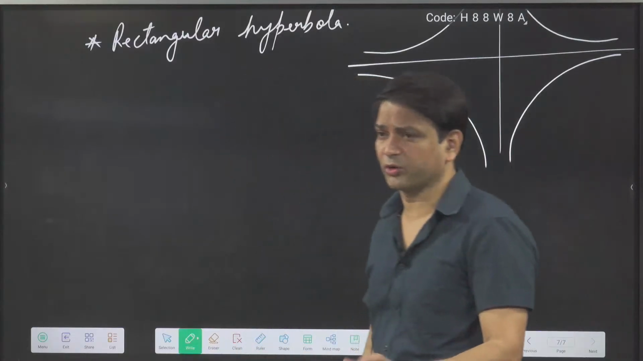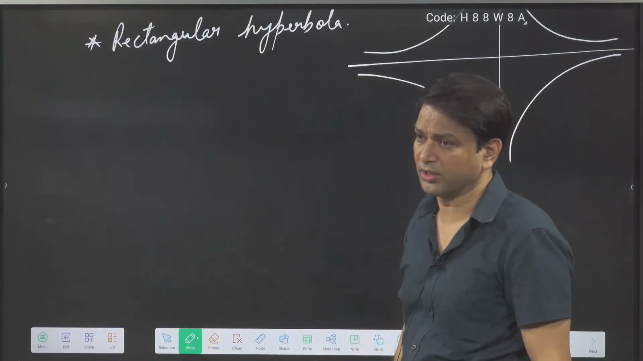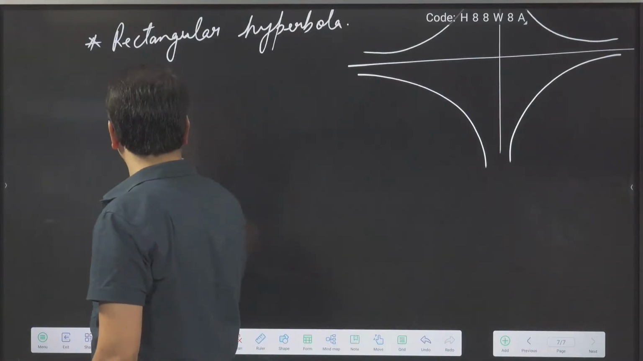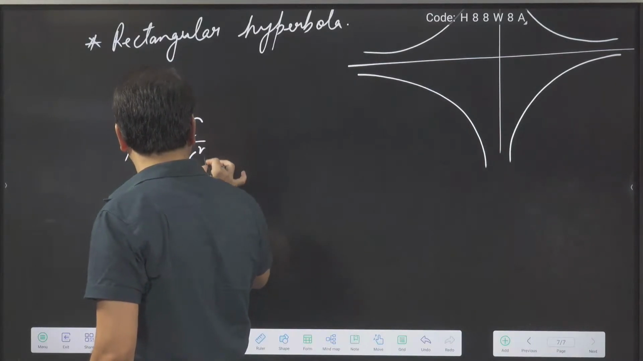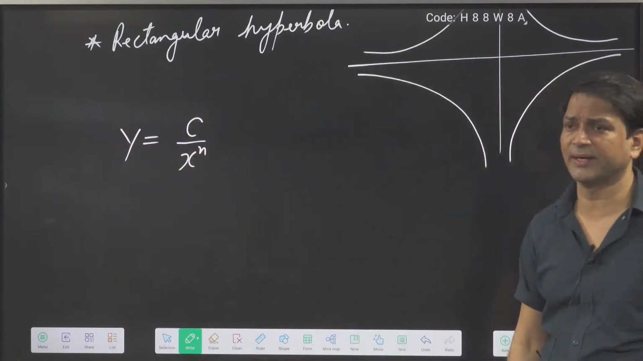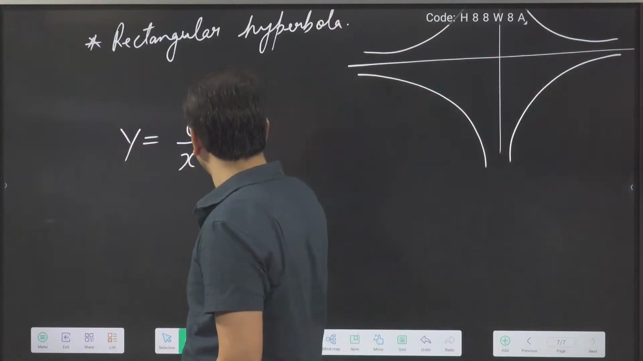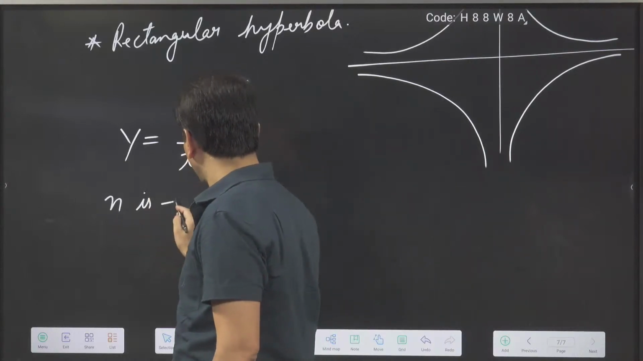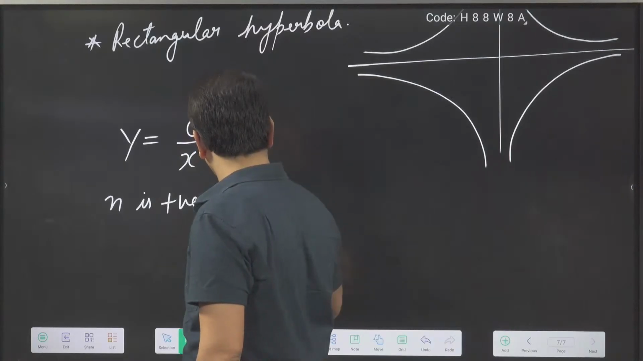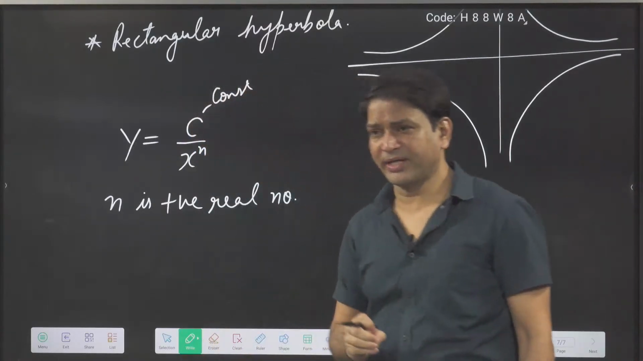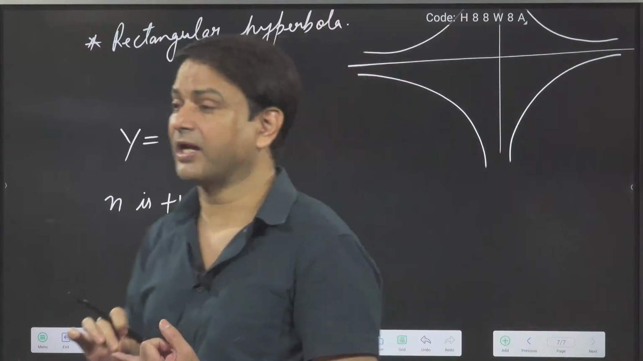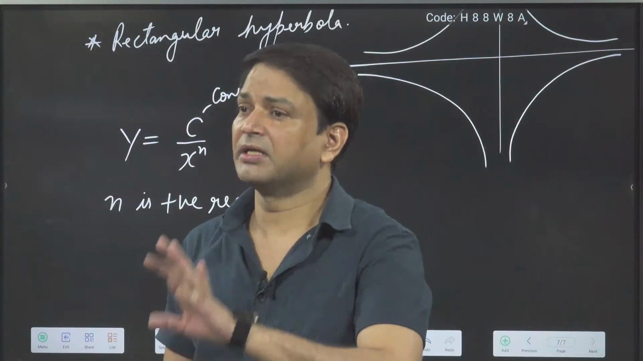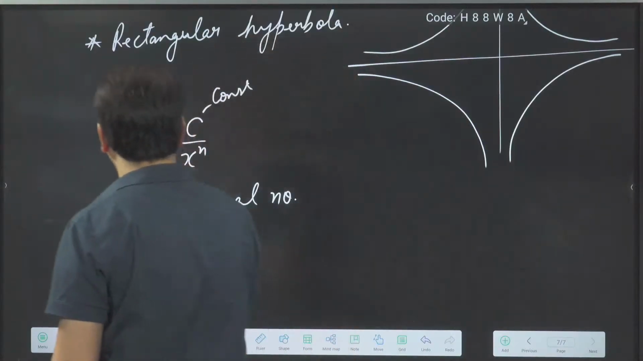Now, on the basis of the equation, how will we decide the rectangular hyperbola? If the equation you are getting is y equals c upon x to the power n, where c is any constant and n is a positive real number. n can be any number, but it should be positive. It means n can be a decimal, a fraction, or an integer, but it should be positive. Then we can say the equation will be a rectangular hyperbola.